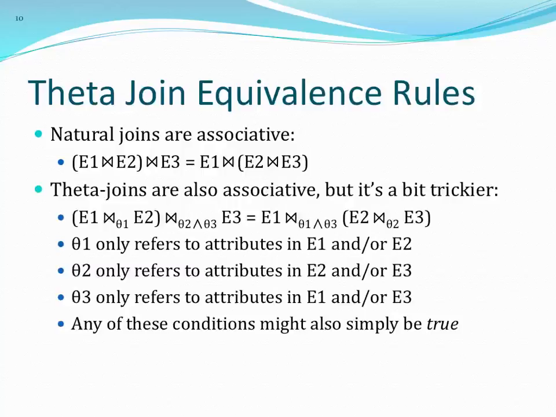Theta joins are also associative, but you have to think, because we can move predicates around as long as we move them to places where all of their column references are still valid. That's really all we're doing here. So we have theta 1, theta 2, and theta 3. So like it says here, theta 1 only refers to attributes in E1 and or E2. So obviously we can't move theta 1 into the rightmost parentheses E2 theta join E3. That wouldn't make any sense because it would refer to stuff that isn't actually defined at that point, and so forth. So you have to think a little bit carefully when you reorder theta joins.